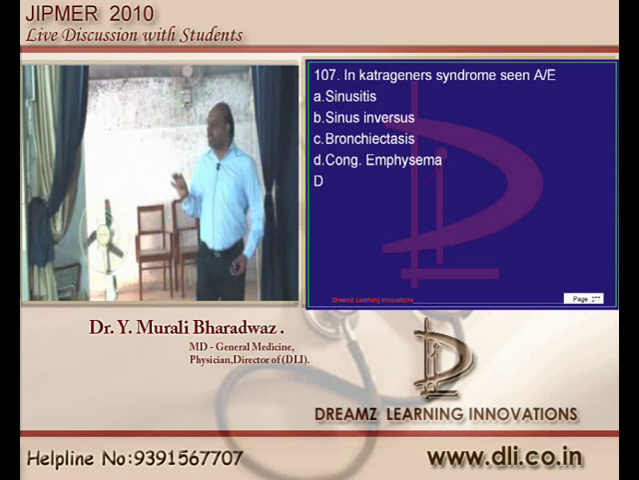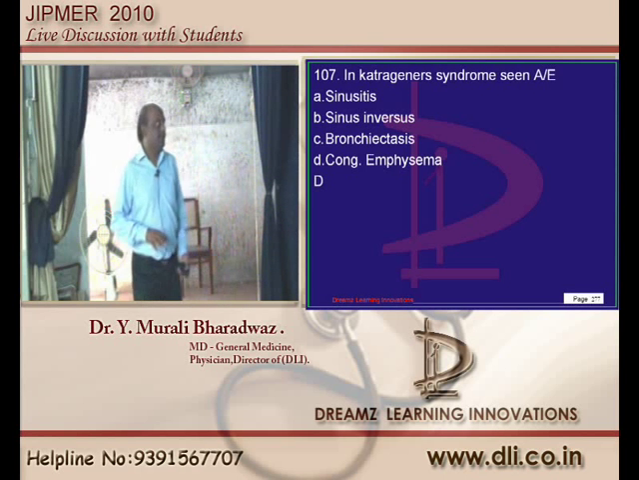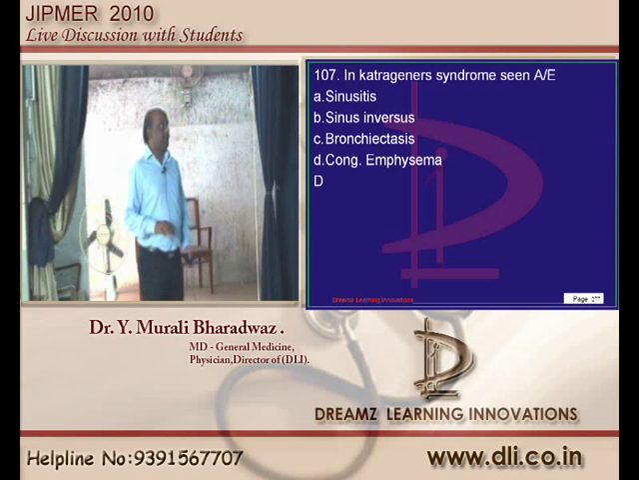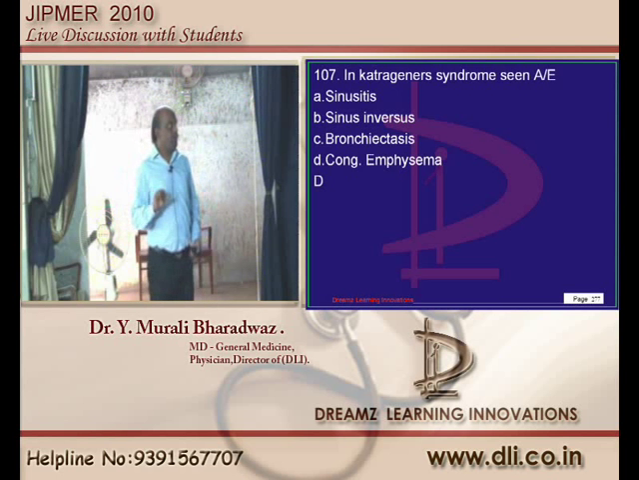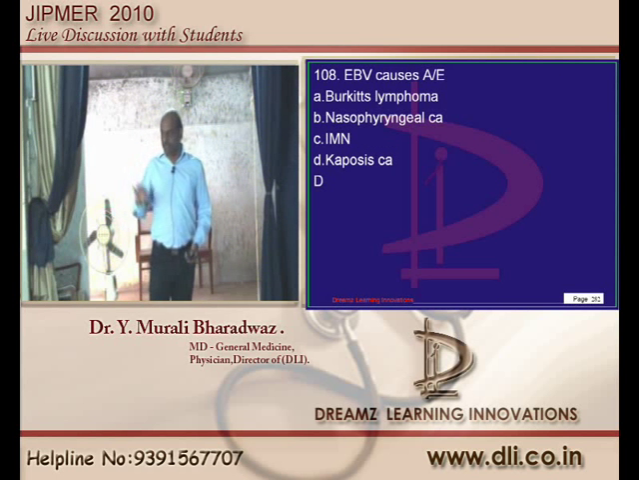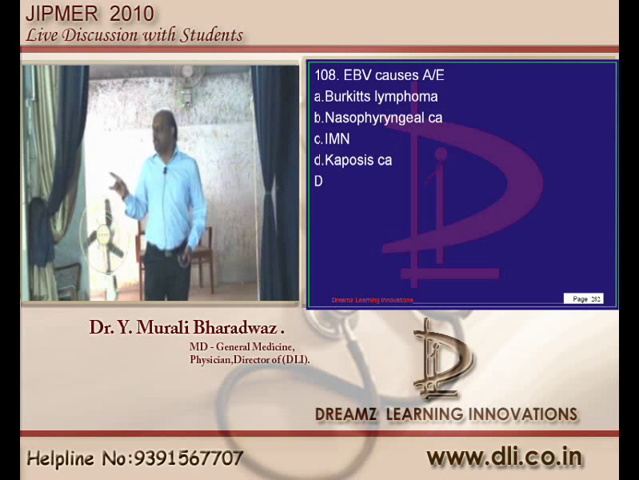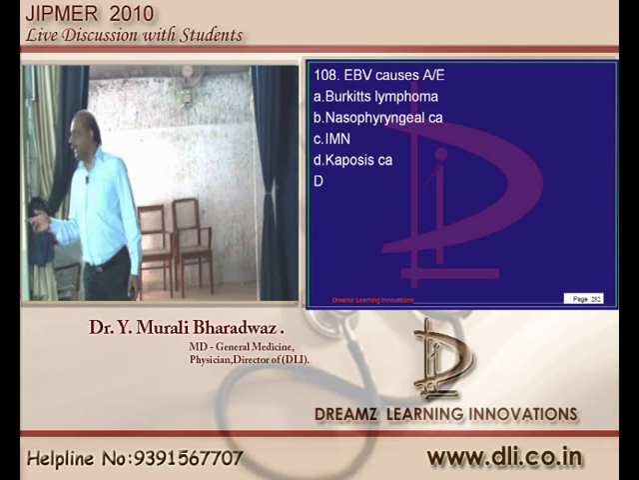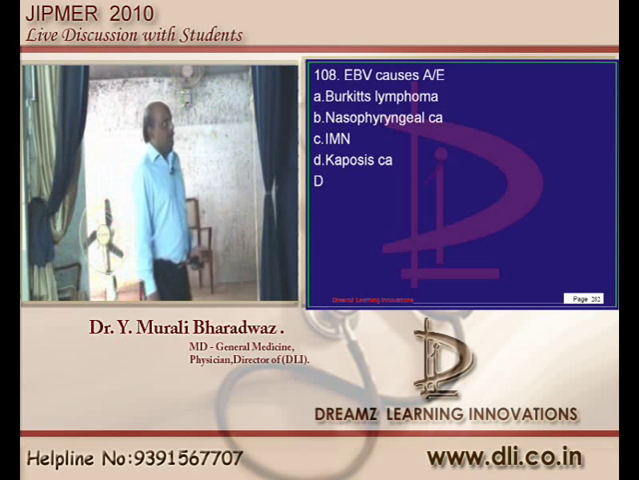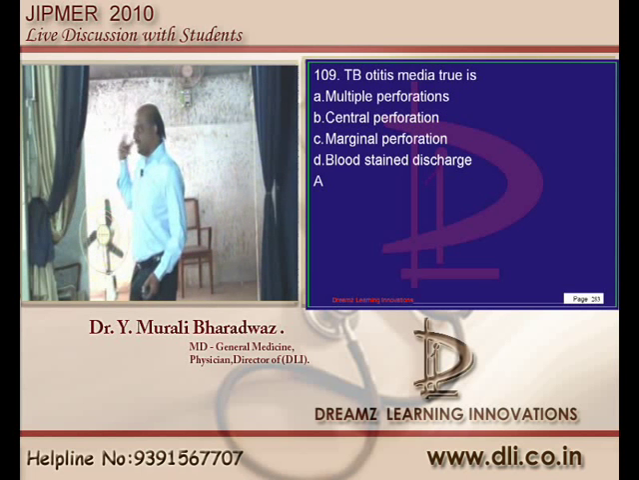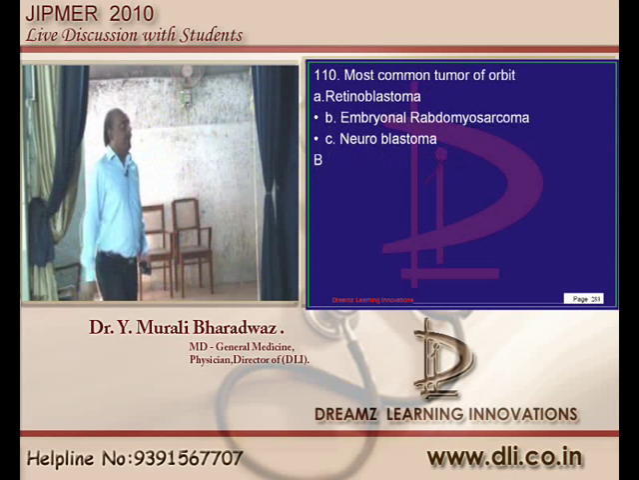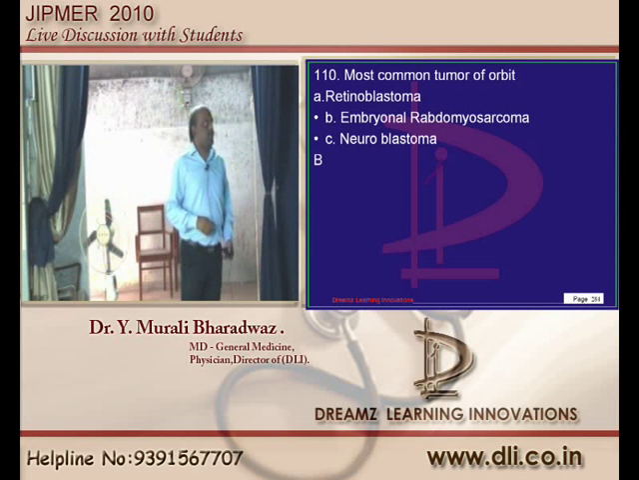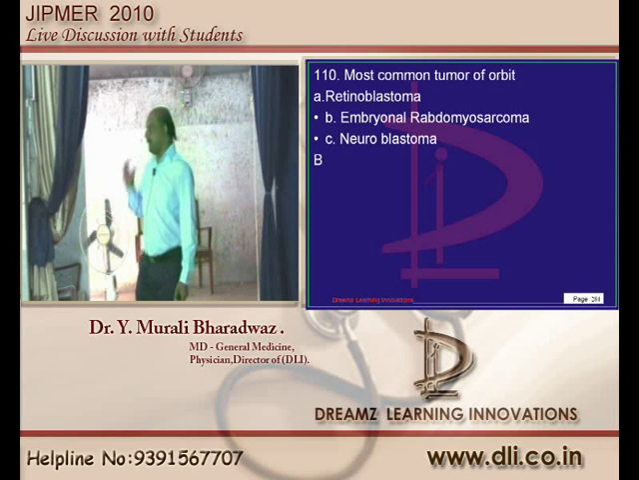Then Kartagener's has sinusitis, bronchiectasis and situs inversus, they are all the important components. Infectious mononucleosis, nasopharyngeal carcinoma, and Burkitt's are all EBV. What is the cause for Kaposi, doctor? Human herpes virus 8, right. Then TB classically leads to multiple perforations. This is a very classical question. And out of all these tumors, it is embryonal rhabdomyosarcoma which is the most common tumor in the orbit.